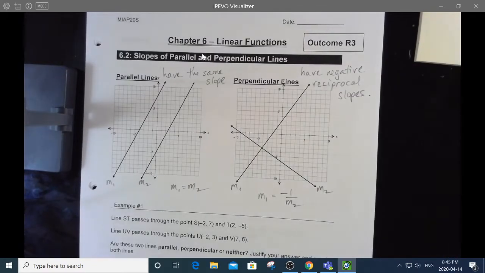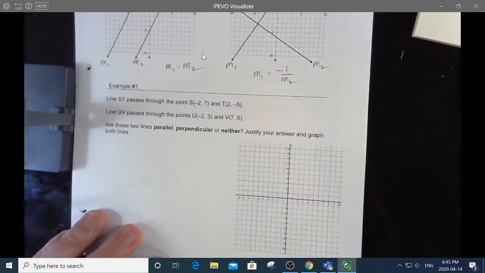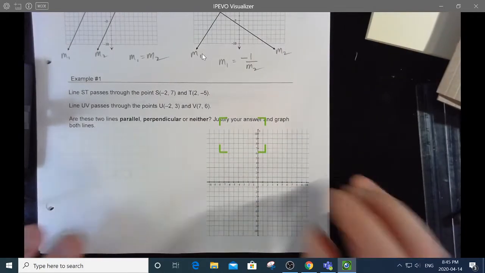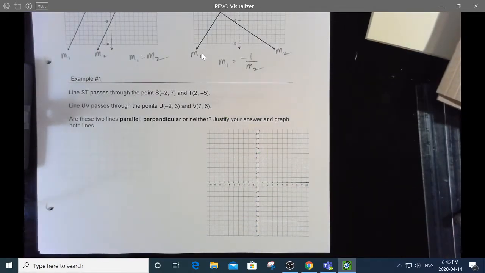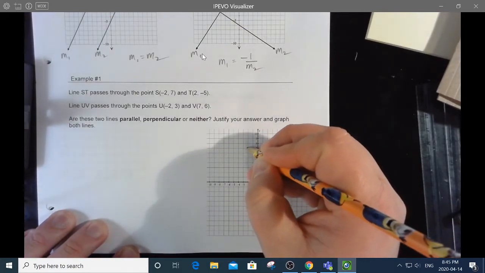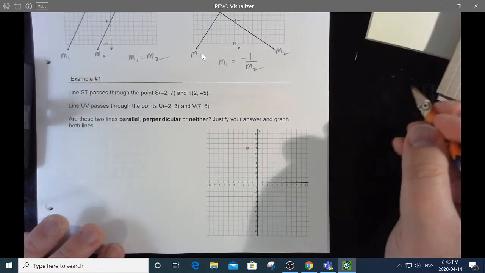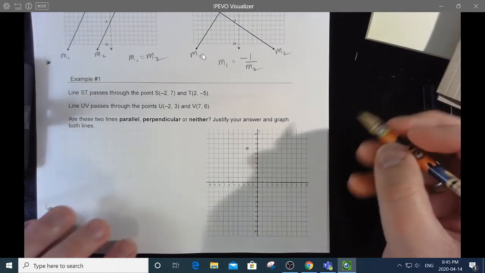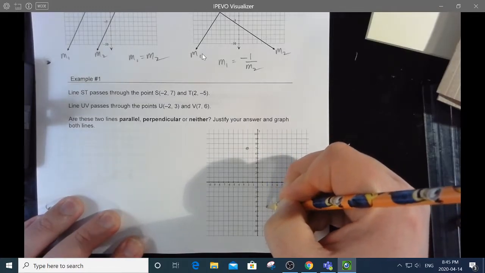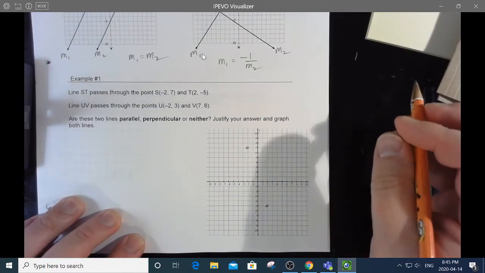So, looking at example 1, and trying once again desperately to focus my camera. Oh, that's good. Okay, line ST passes through the points negative 2, 7. Let's draw that. Negative 2, 7. There we go. And 2, negative 5. 2 and negative 1, 2, 3, 4, 5. There we go. So that's ST.